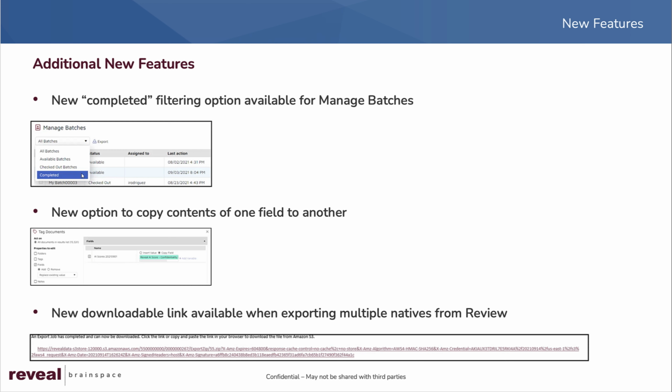For those of you that manipulate field values in Reveal Review, you can now use a new bulk copy feature to copy data from one field to another. For anyone who's currently using our SaaS platform, we have a new feature that allows you to generate a link to download exported documents. You can then easily share this link with your counterparts, which enables them to download the native files directly from the platform.